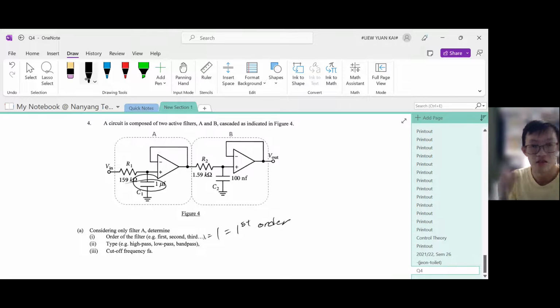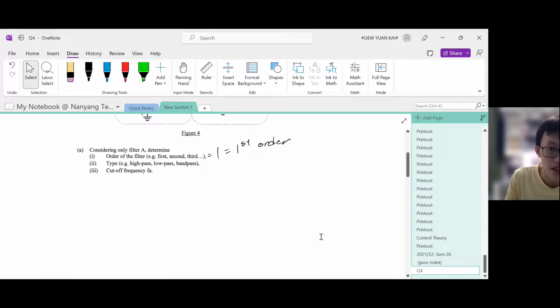Okay, now find the type. So this is something we've seen in tutorial before. To identify the type of the filter, first you must find the gain, the expression for the gain. So let us do that.